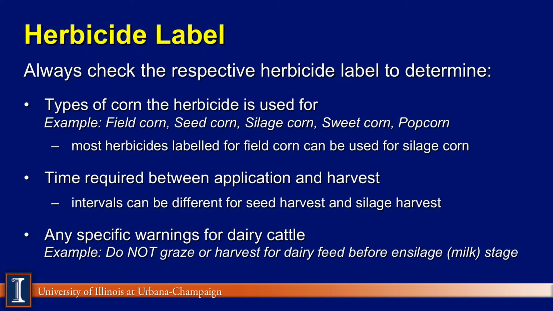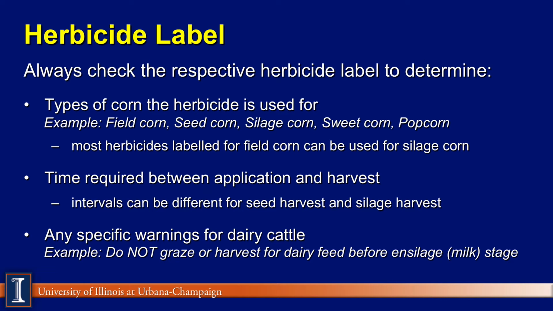Each herbicide that's labeled for use has to have a federal Section 3 label. It's a very, very good document to read. Each herbicide has these labels, and it contains much of the information that the end user would need in order to effectively use the product. Now, it's always very good and advisable to check the respective herbicide label for certain pieces of information.